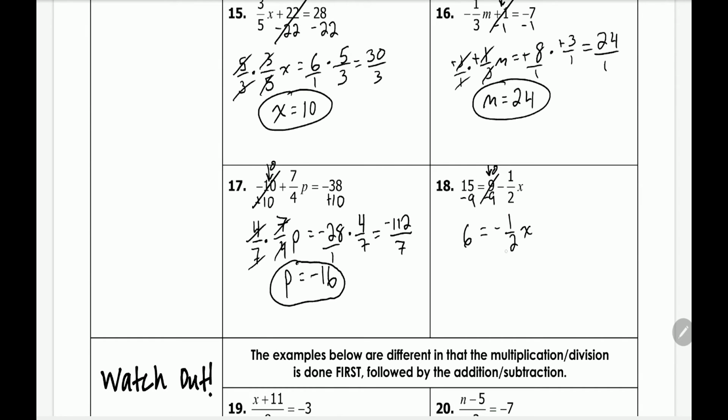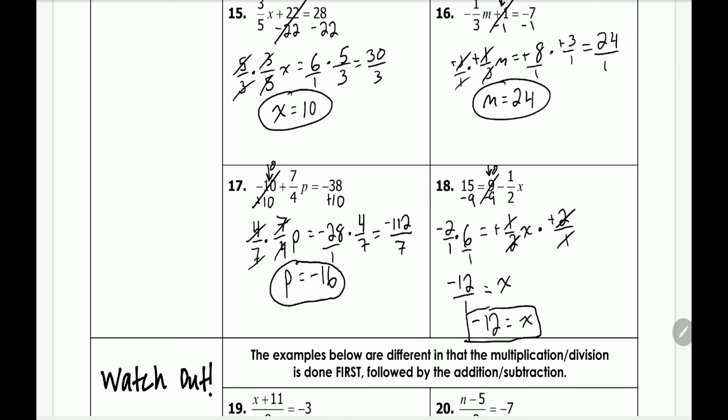We have to get rid of this negative 1/2 now. The way we do that is we multiply by the reciprocal. So we're going to multiply by negative 2 over 1. Do that on both sides. Negative 2 times 6, negative 12, over 1 times 1 is 1, is equal to 2 on top, 2 on bottom, 1 on top, 1 on bottom, and negatives make a positive. Leaves us with x. Negative 12 over 1 simplifies to just negative 12. And that is our answer.